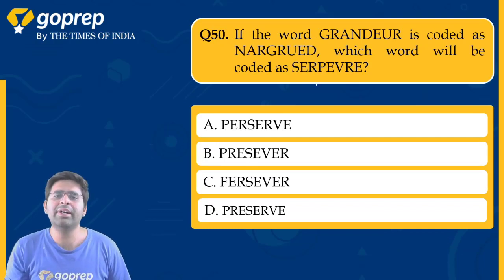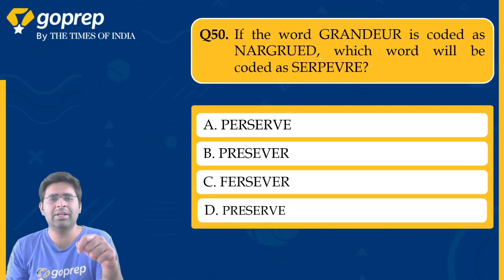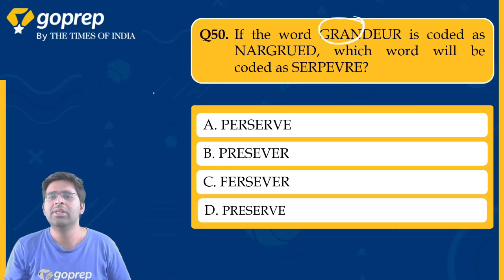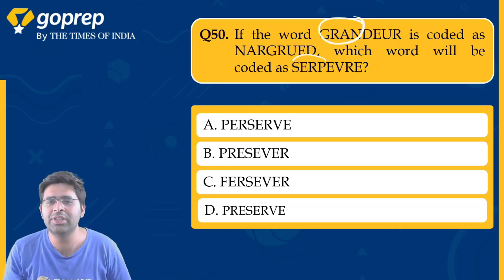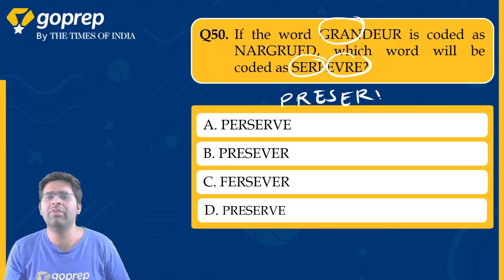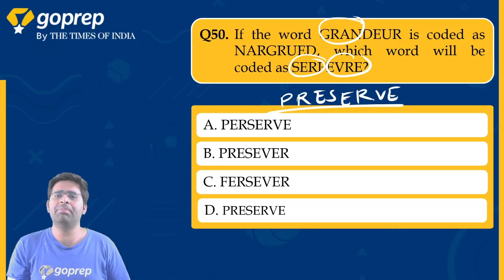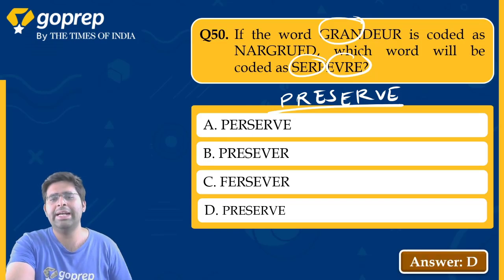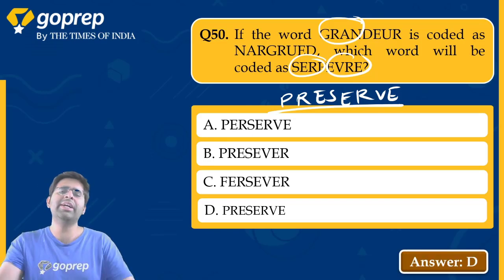लास्ट क्वेश्चन अगर आप देखोगे, GRANDER is NARGRUD, तो अगर आप देखोगे फर्स्ट 4 लेटर्स का उल्टा करा है, GRAN का उल्टा कर दे, तो यहाँ पर भी फर्स्ट 4 का उल्टा कर दो, तो PRES आ गया. सिमिलरली आखिरी का भी उल्टा करना है, तो ERVE, तो हमें आ गया प्रिजर्व PRESERVE. तो ये कौन सा ऑप्शन है? ये है डी ऑप्शन. So that's all was there in your aptitude section.